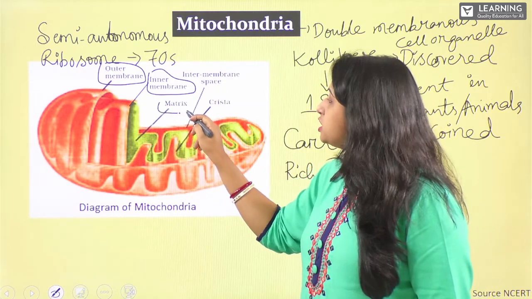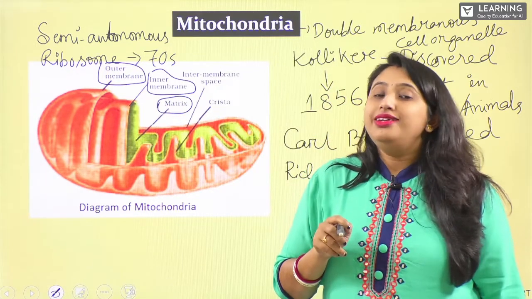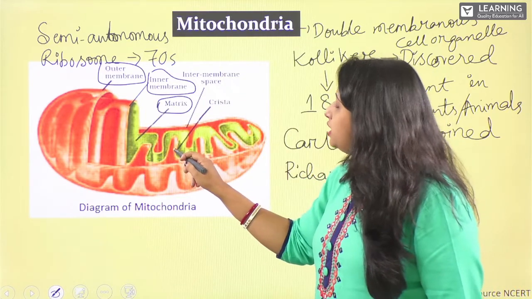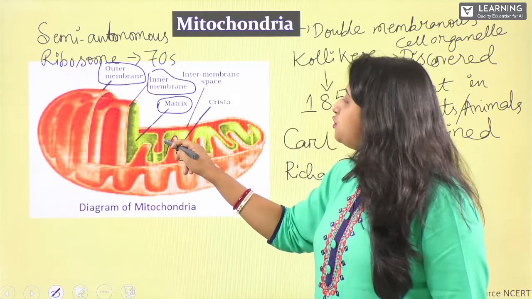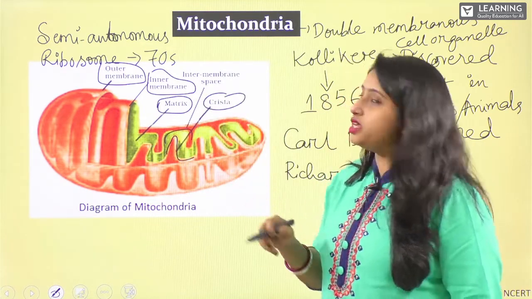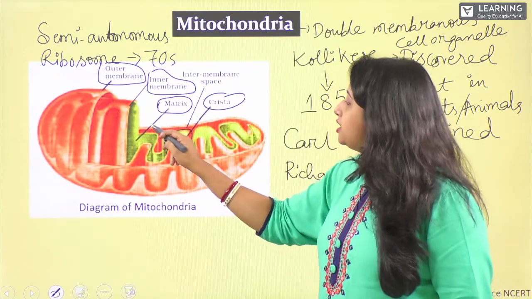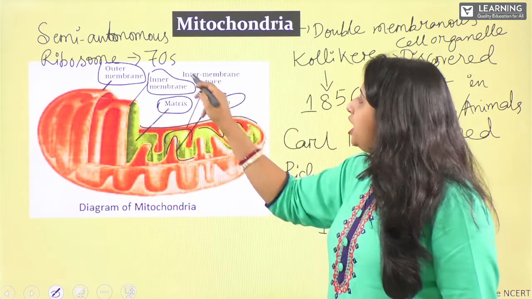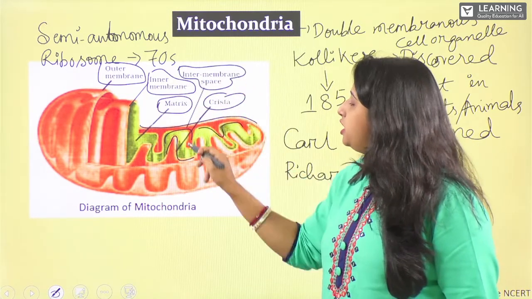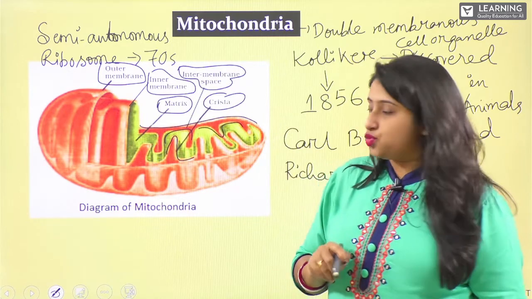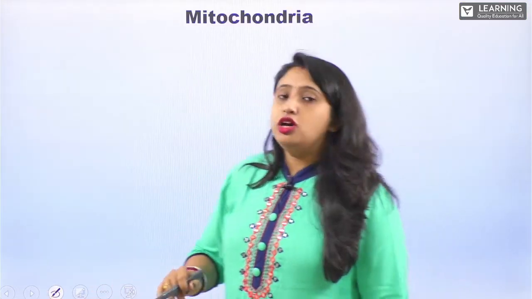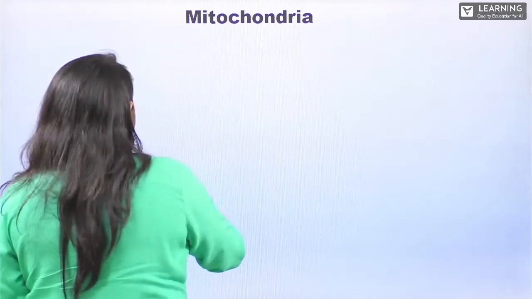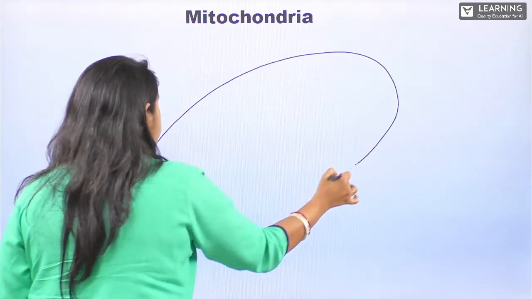So, the inner membrane is composed of matrix where the DNA, that is the genetic material, is lying in the matrix, and these finger-like projections are known as cristae. Singular is crista. This space between the outer membrane and the inner membrane is called the intermembrane space. So let us learn the structure of the mitochondria, how it looks like. If I draw the structure of the mitochondria, you will know how the mitochondria looks like.